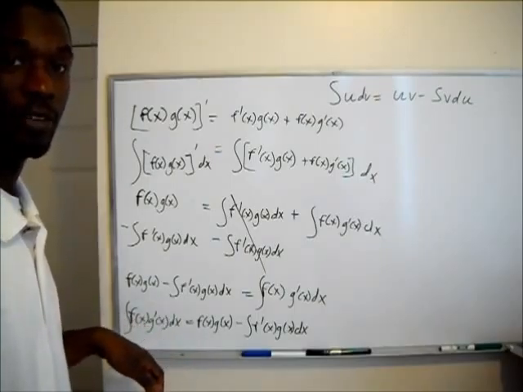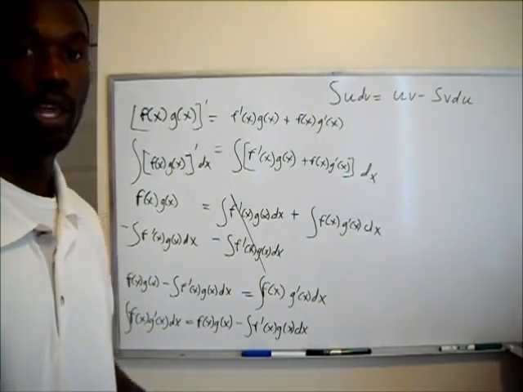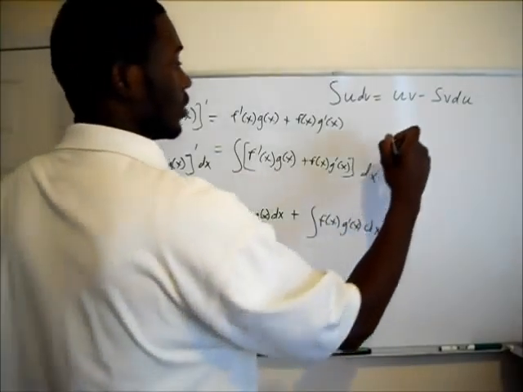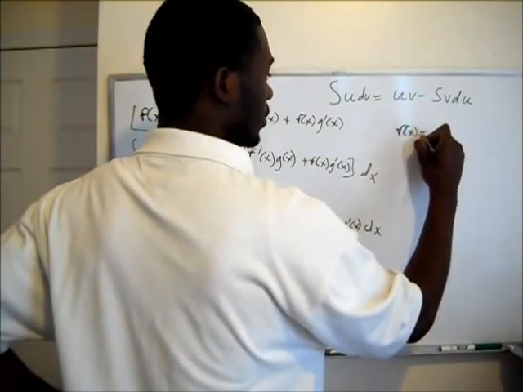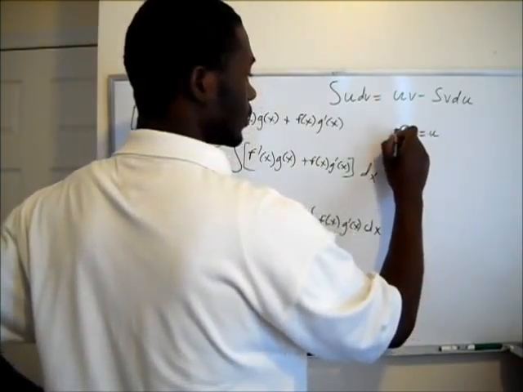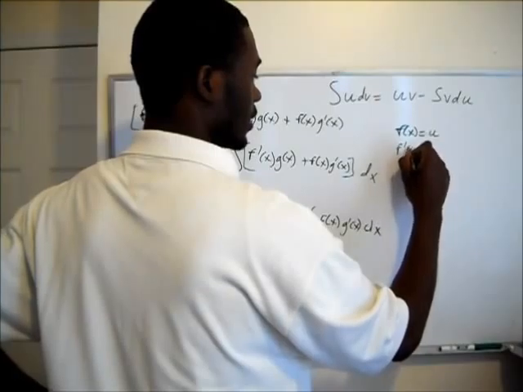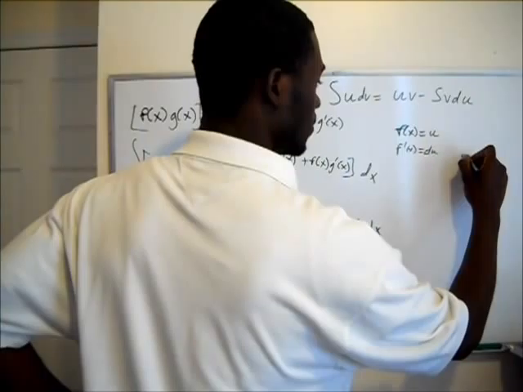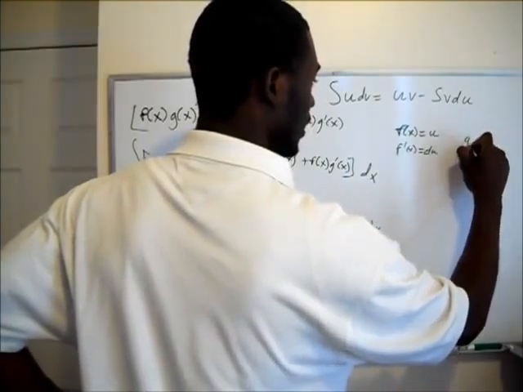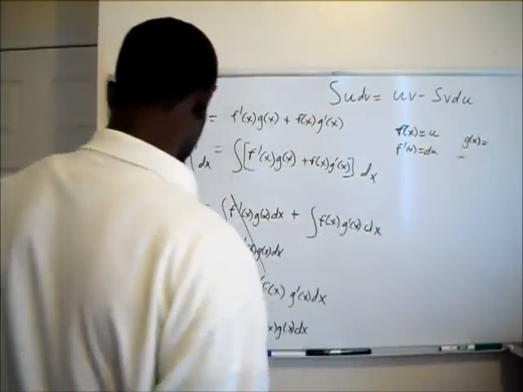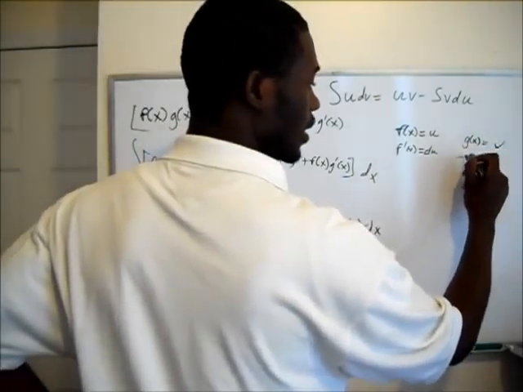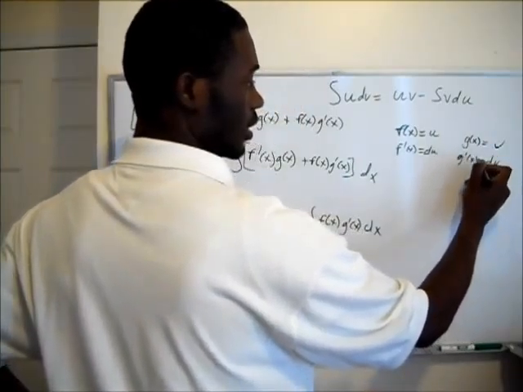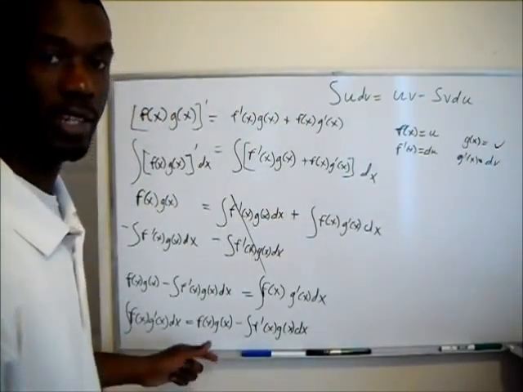So now instead of using f of x and g of x, I'm going to make a substitution. I'm going to call f of x to be u, and g of x is going to be v. So f of x equals u, that means f prime of x dx equals du, g of x equals v, and then I'm going to call g prime of x dx dv, based on the derivative. So now let's see what we have.